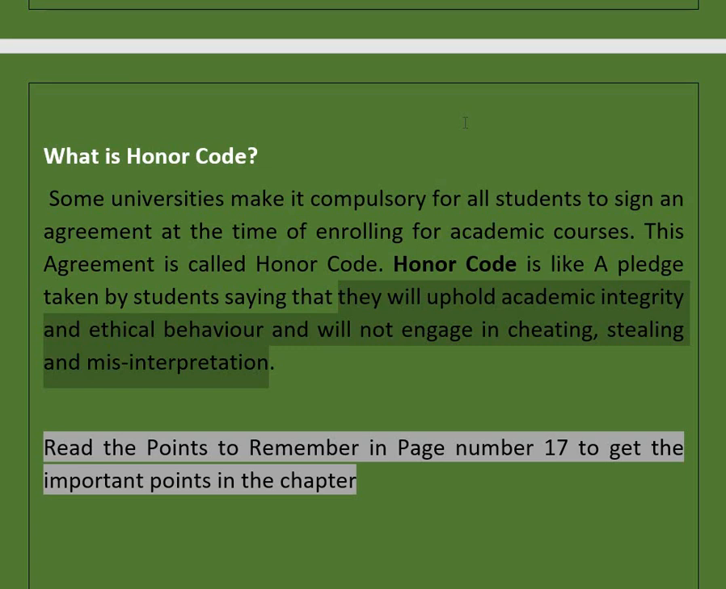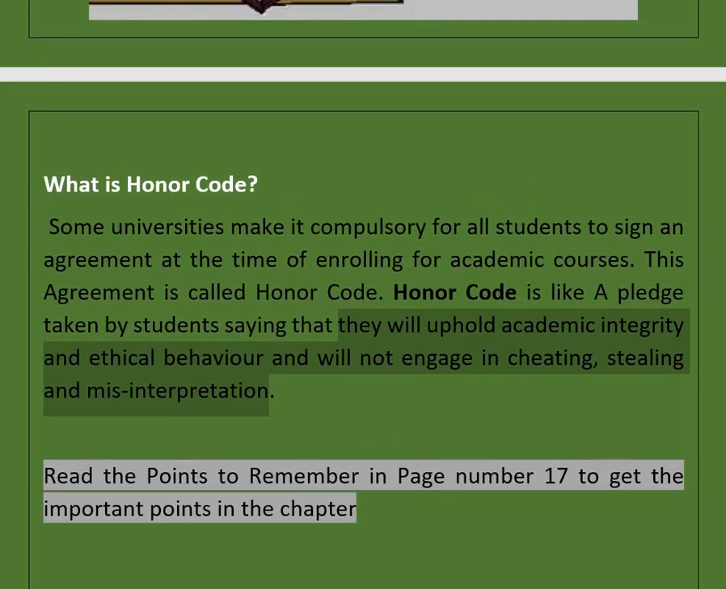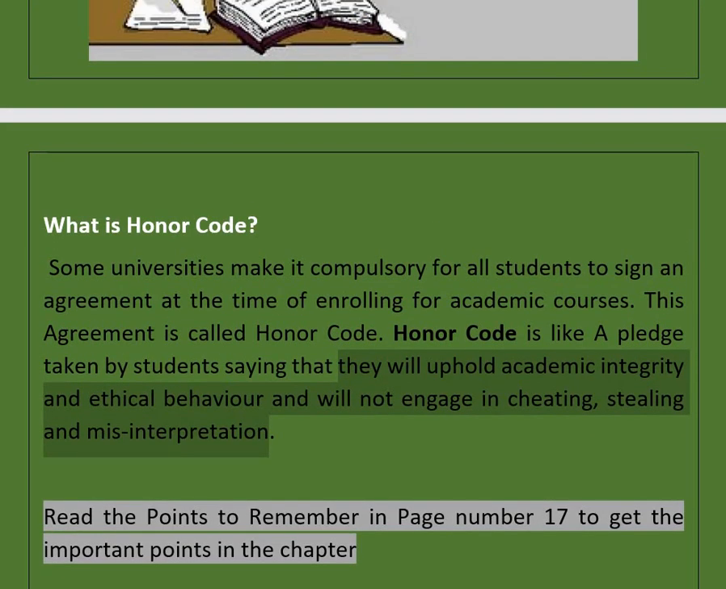That is, the student will be giving a promise to the university that he will not steal, and he will be maintaining academic honesty. Then read the points to remember on page number 17 to get the important points in the chapter. So we have summarized almost all concepts discussed in this chapter. So thank you.